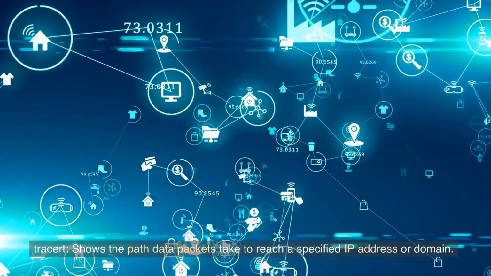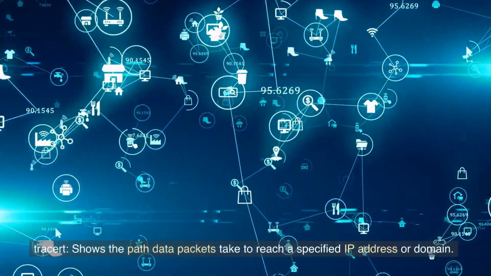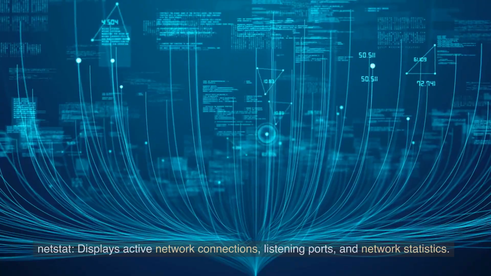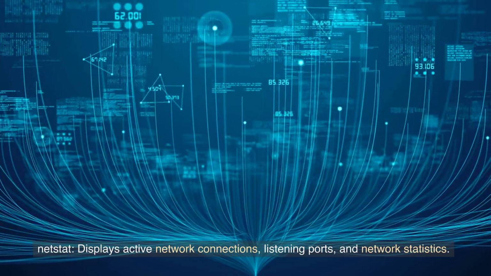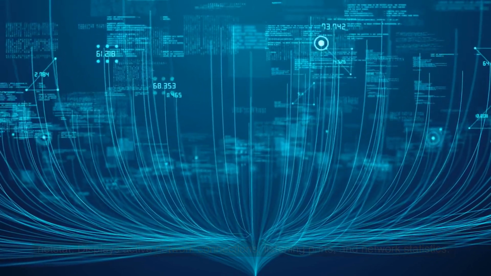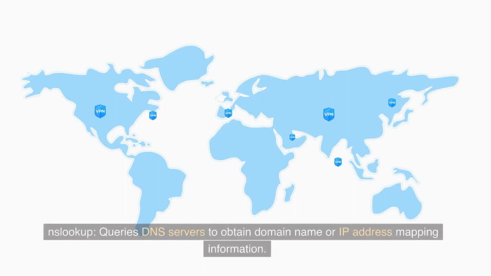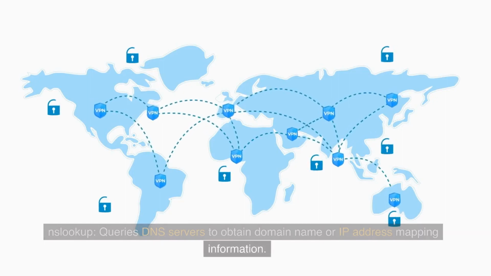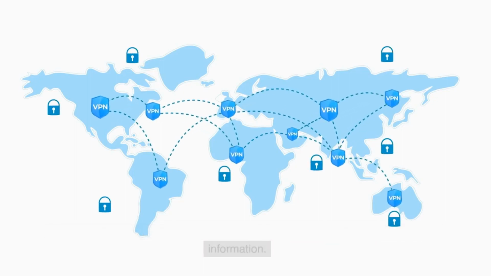Tracert shows the path data packets take to reach a specified IP address or domain. Netstat displays active network connections, listening ports, and network statistics. NSLookup queries DNS servers to obtain domain name or IP address mapping information.